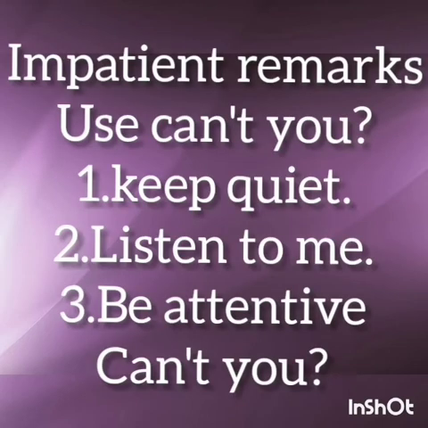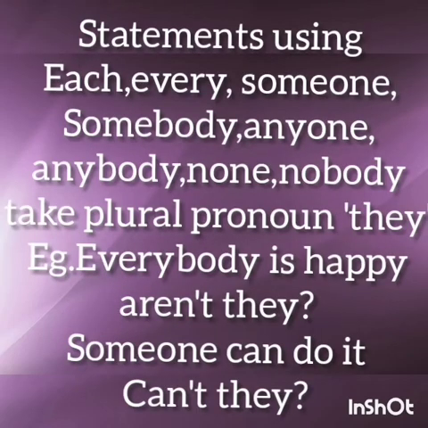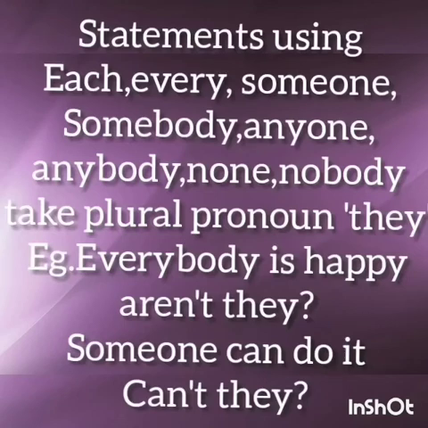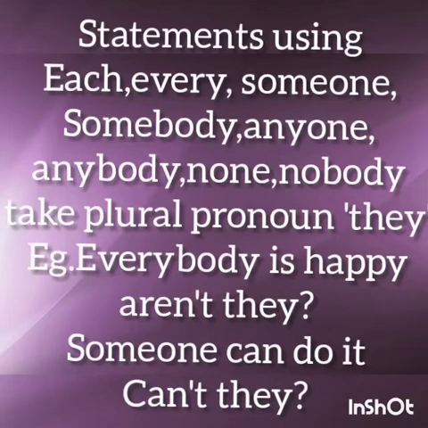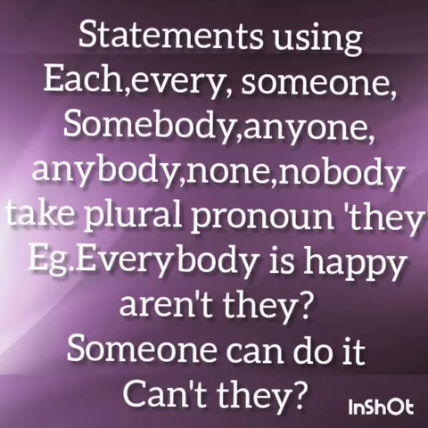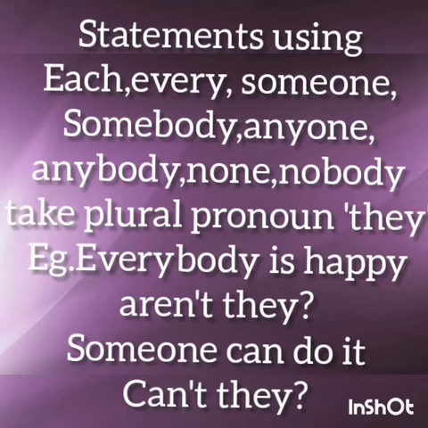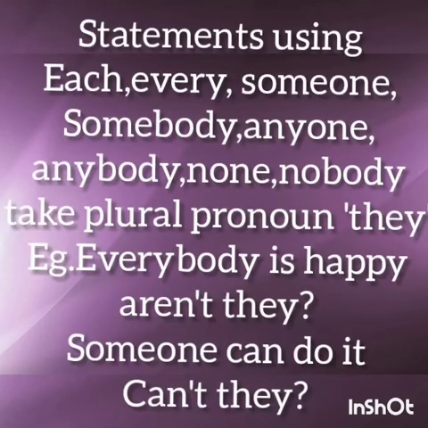Statements using each, every, someone, somebody, anyone, anybody, none, nobody take the plural pronoun they. That is, in all these cases, when we have every, someone, somebody, the tag ends with the pronoun they. Take for example, everybody is happy. So aren't they is the answer. They is common in all these cases.